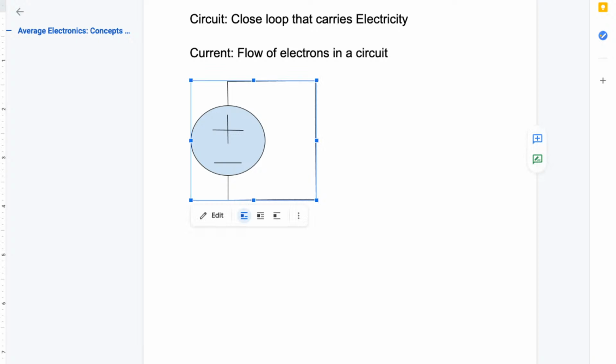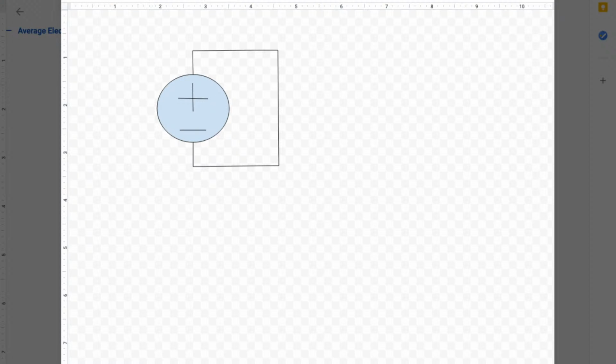Can I do this? I wish I could edit this on the fly. I guess we could just do it this way. So naturally, this is our circuit. I already said that.